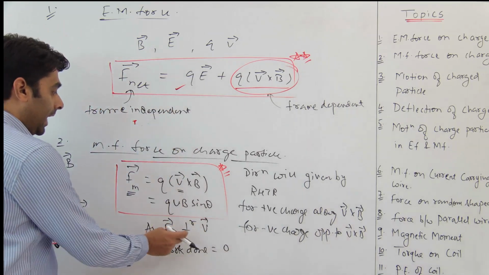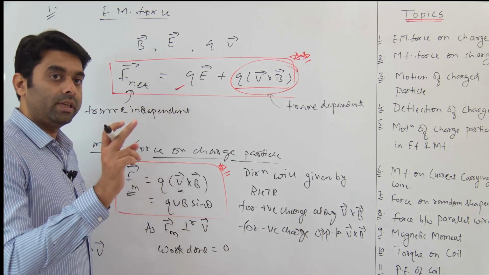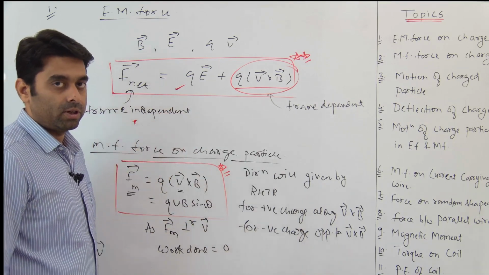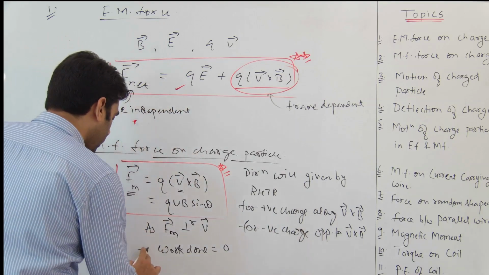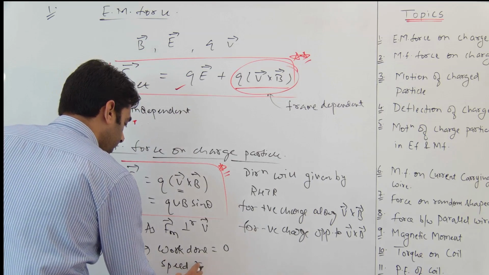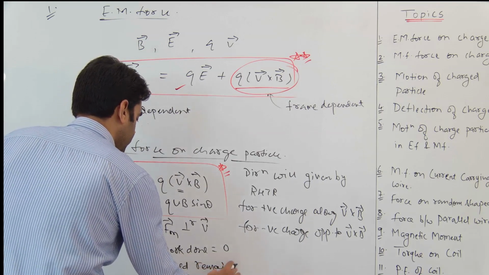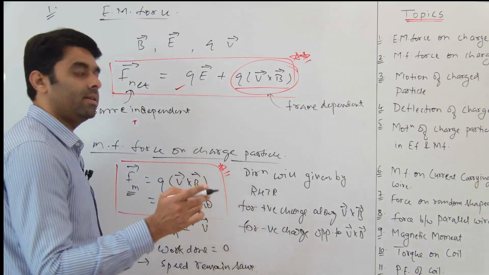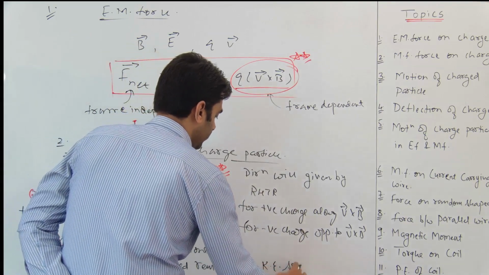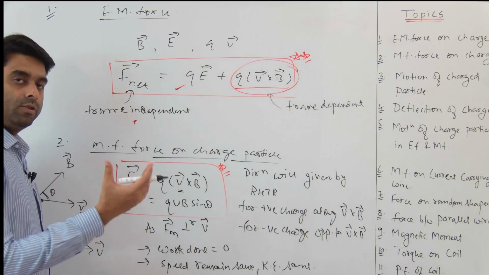Second point, as it is always perpendicular to velocity, it will not change the speed. That means the magnitude of velocity will not change. Direction will change, but your speed remains the same. And if speed remains the same, that means kinetic energy also remains the same. So kinetic energy is the same, right? So all these points are there.